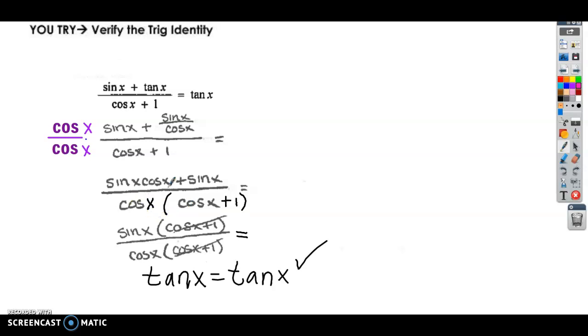With this. The tricky part here is sine cosine plus sine of x can be, if you undistribute a sine of x, so it's the opposite of distributing. If you pull out, if you factor out, if you GCF out a sine of x, what you have left is cosine of x plus 1. Think about it. Sine of x times cosine of x plus sine of x times 1 gives you this numerator. Once you do that, you are able to cancel those, and you've got tangent of x over tangent of x.